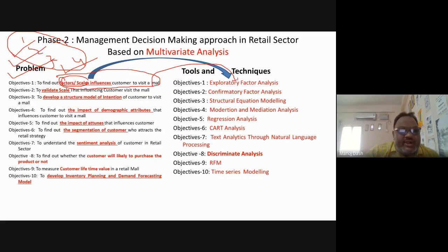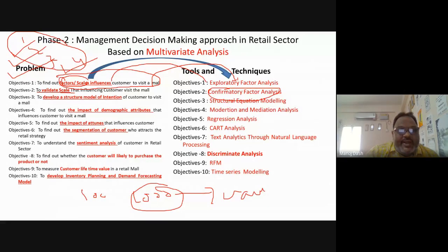Second, once I got the factor, then I want to validate the factor, because I got the factors from 500 or 1000 customer data, and I want to validate that. When you validate the things, I will apply confirmatory factor analysis. So if you use these two things, identification of factors through factor analysis, I can write one paper. If you use these two things to validate the factors influencing customer visit through confirmatory, I can produce another paper. Third, once I know the factor, then I have developed a structural model.